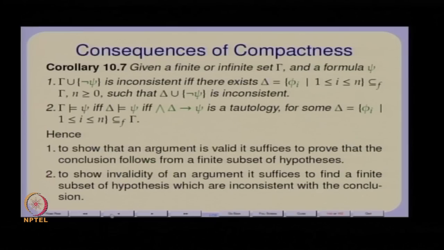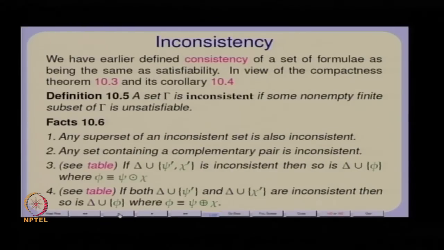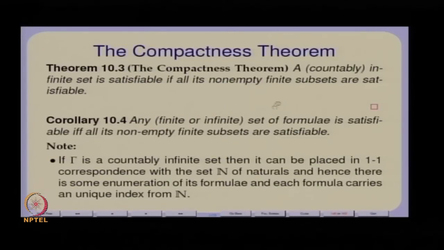The compactness theorem essentially says that if you take any countably infinite set of propositions, it is satisfiable if all its non-empty finite subsets are satisfiable. And we went through this proof, and a simple corollary is that any finite or infinite set of formulae is satisfiable if and only if all its non-empty finite subsets are satisfiable.